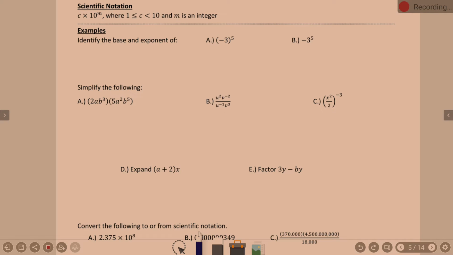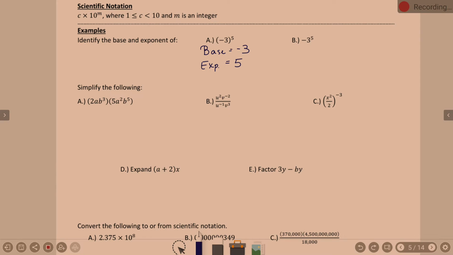Okay, let's go through some examples here. Identify the base and exponent. Pretty easy, but I want to make sure you see the catch here. (negative 3) to the 5th. What's the base? Negative 3. What's the exponent? 5. Piece of cake there, right?